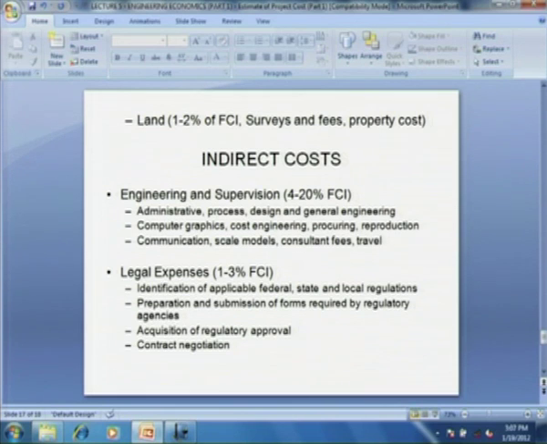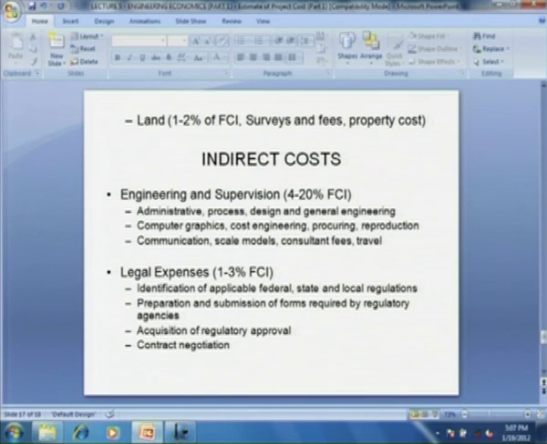Then let us see what are the indirect costs. What we saw were the direct costs of fixed capital investment. Let us see now the indirect cost. Indirect cost includes the cost of engineering and supervision, that is administrative process, design and general engineering, computer graphics, cost engineering, procuring, reproduction, communication, scale models, consultant fees and travel. These together amount to about 4 to 20% of fixed capital investment.